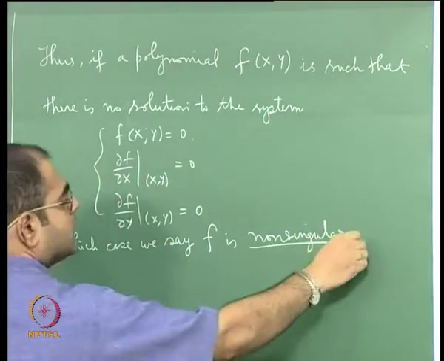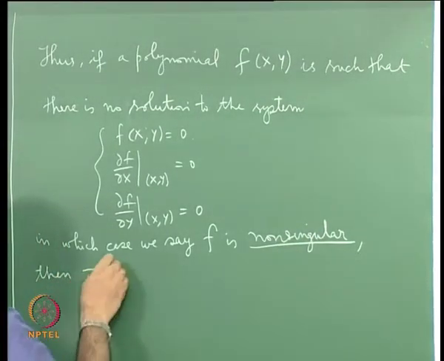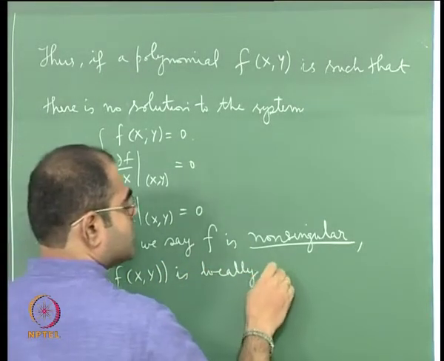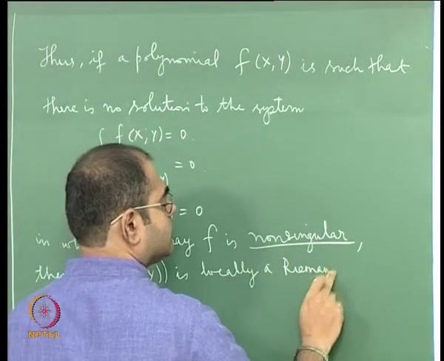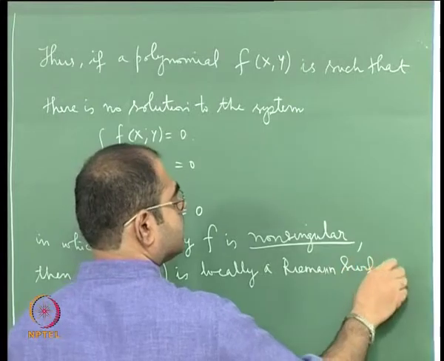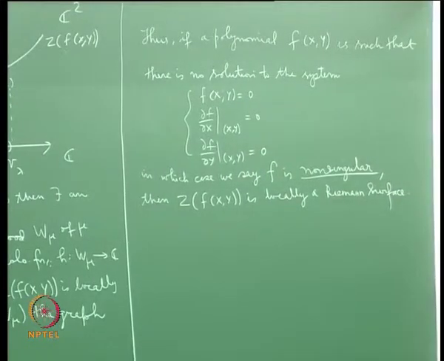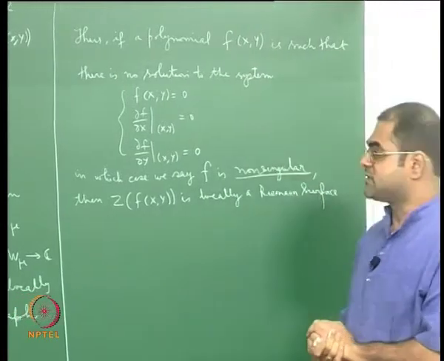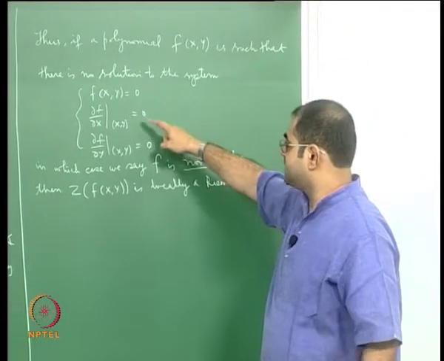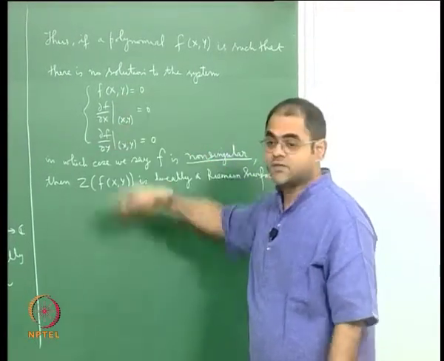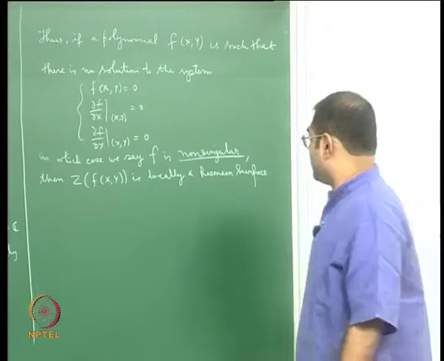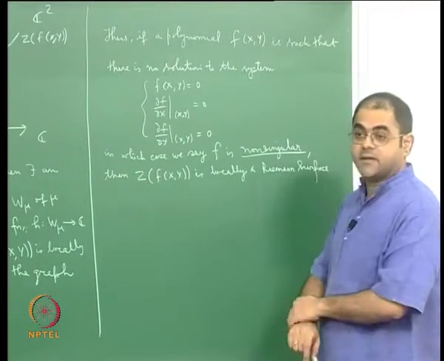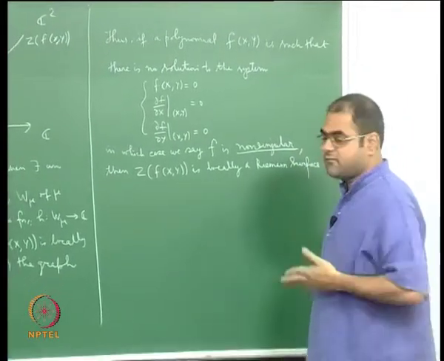then the zero set of f of x comma y is locally a Riemann surface. So the upshot is that the zero set of this non-singular polynomial, non-singularity meaning that you should not be able to find a point on the zero locus at which both first partial derivatives vanish, is locally a Riemann surface. Now I only need to verify that it's a Riemann surface.